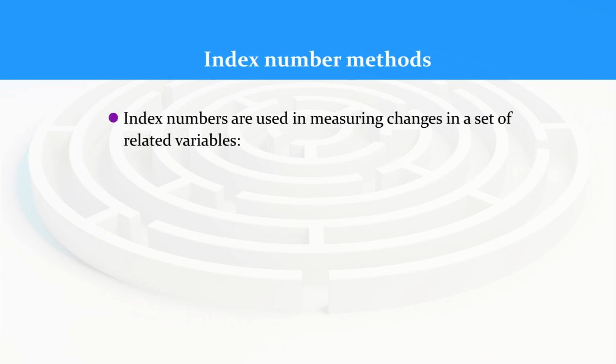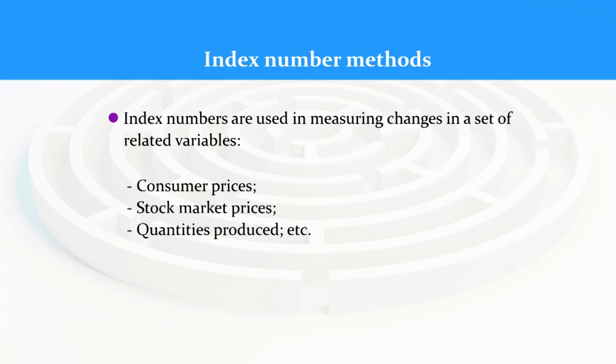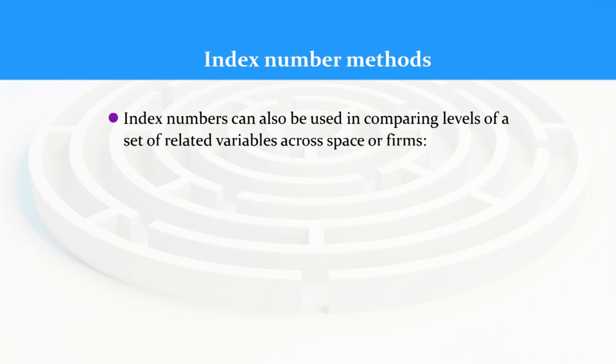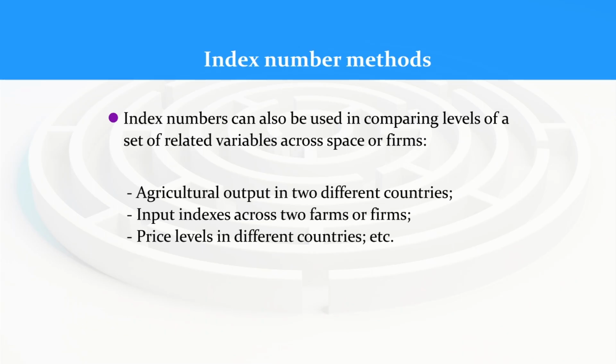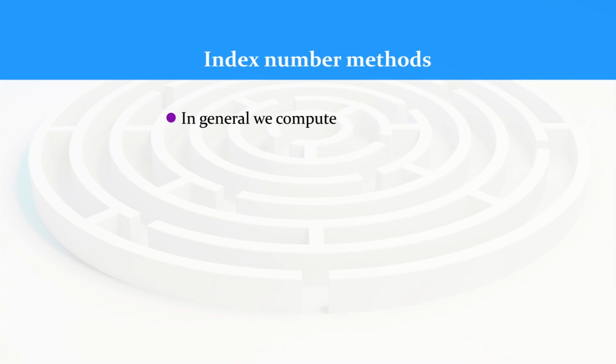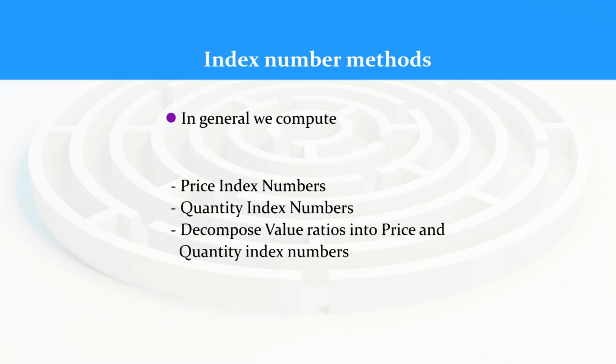So if you go more into the backdrop of index methods, you will find out index numbers are used in measuring change in a set of related variables. Either it could be consumer prices, stock market prices, quantity produced, or index numbers can also be used in comparing levels of a set of related variables across space or firms, like agriculture output in two different countries, input index across two farms or firms, price level in different countries. And in general we compute price index numbers, quantity index numbers, and decompose value ratios into price and quantity index numbers. So this is the important aspect which we are going to follow.